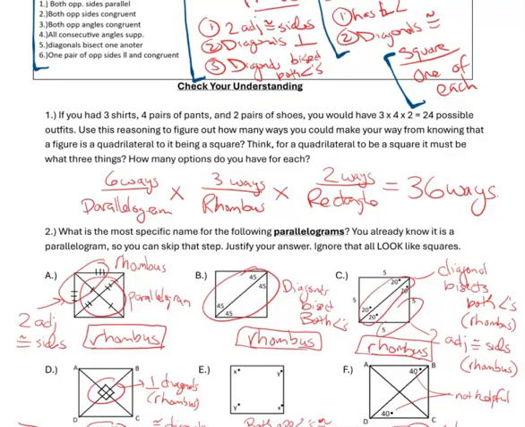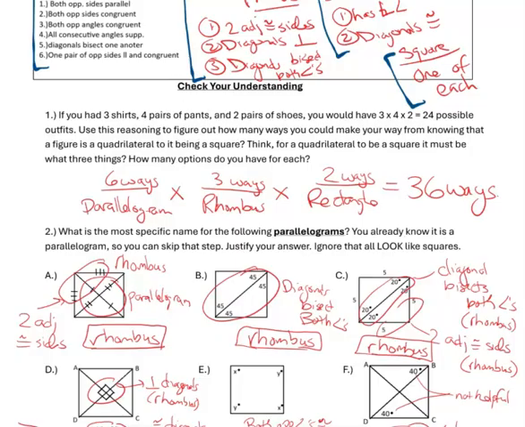Use this reasoning, which is the fundamental counting principle, to figure out how many ways you can make your way from knowing that a figure is a quadrilateral to being a square. Think: for a quadrilateral to be a square, it must be 3 different things. How many ways can you show each? Well, it's got to be a parallelogram, 6 ways. Rhombus, 3 ways. Rectangle, 2 ways. 6 times 3 times 2 is 36 ways. There's 36 different paths to going from a 4-sided figure all the way to saying it has to be a square.